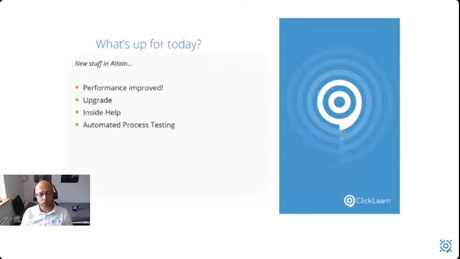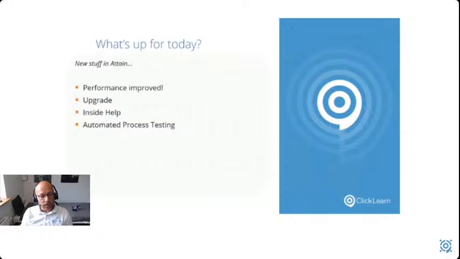So what's new in the July release is what we're going to be going through here today. And the agenda for today is as follows. I'm going to be showing, together with Morten, new stuff in Attain. The first thing we're going to be focusing on is the performance that's been improved. Secondly, we're going to be going through the upgrade functionality in ClickLearn. And of course, also going through the new and improved Inside Help functionality.